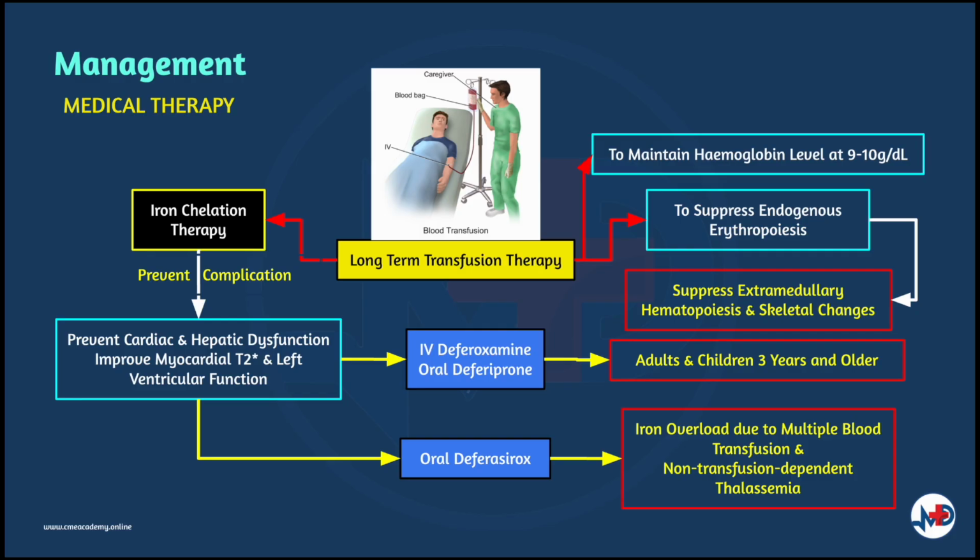Some examples of iron chelating agents include IV deferoxamine and oral deferiprone, which are indicated in adults and children aged 3 years and older with iron overload due to transfusion for thalassemia syndromes, sickle cell disease, or other anemias.